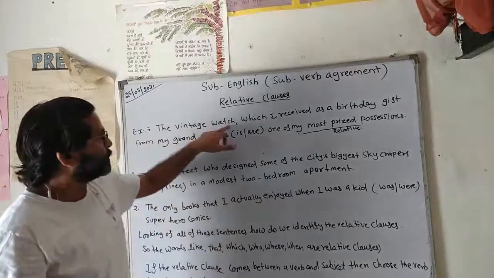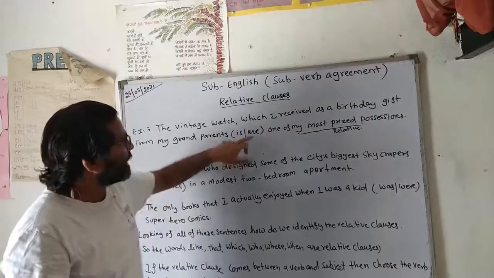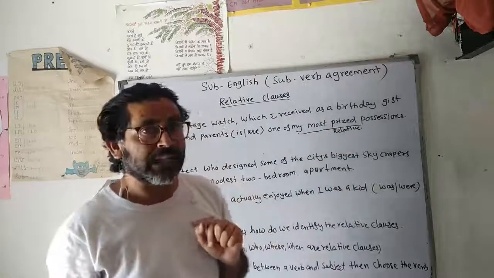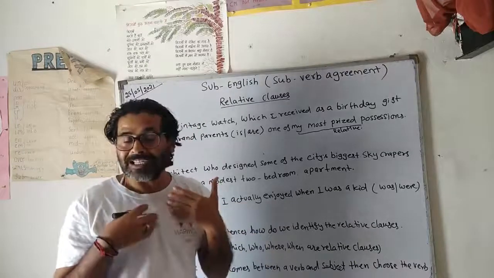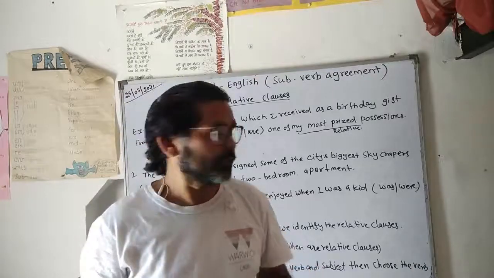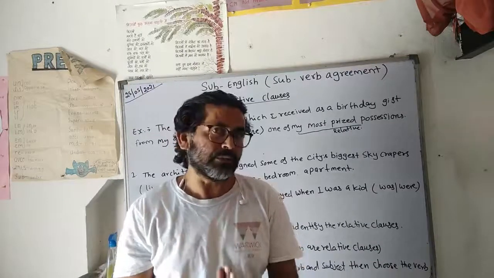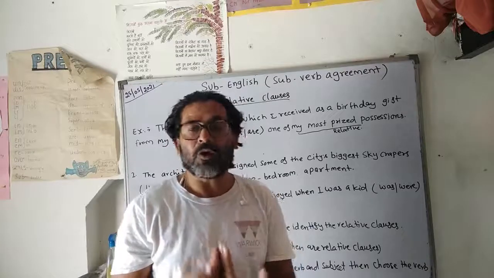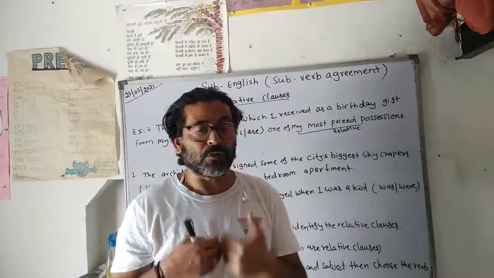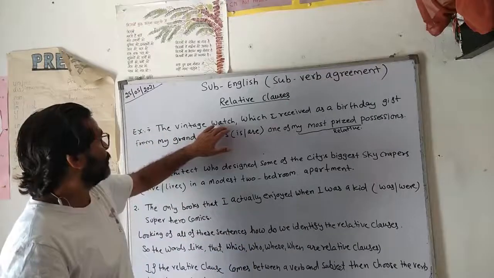The vintage watch which I received as a birthday gift from my grandparents is/are one of my most prized possessions. First of all, we have to understand what relative means. Relative means something relates to the subject, or relates to a noun, or something we purchase or something we own. That is how we identify a relative clause. If something relates to us or belongs to us, then we use a relative clause there.